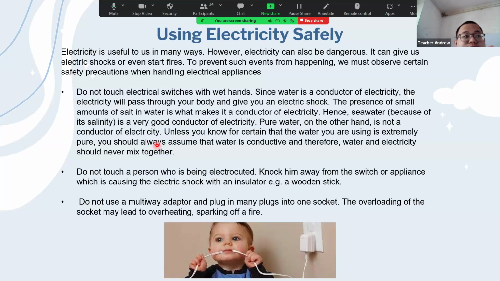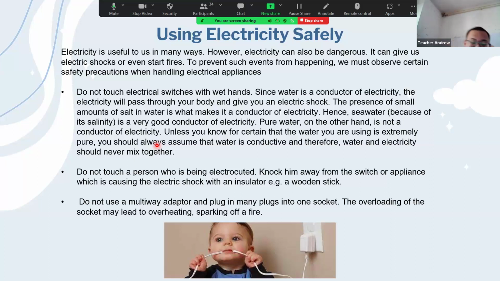So never ever do a daisy chain, or never ever plug too many plugs into one socket. The maximum you can go is either 2 or 3. Do not go beyond 3. This creates a risk of fire hazard.